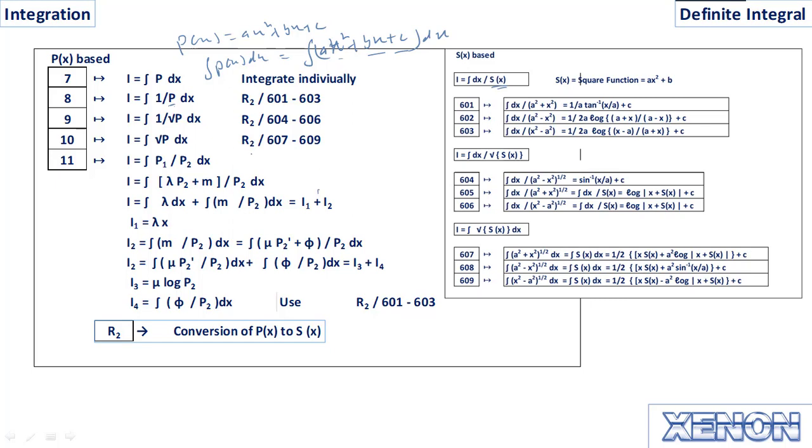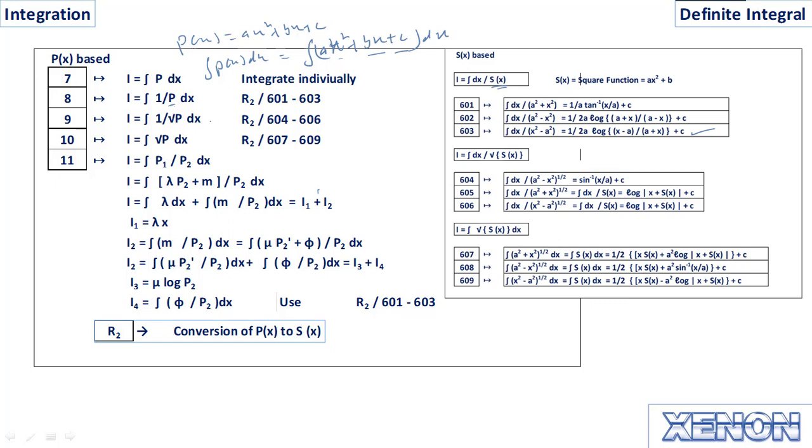When we will convert px in the form of x square minus a square, we will be getting the integration of 1 upon 2a log x minus a upon a plus x plus c.